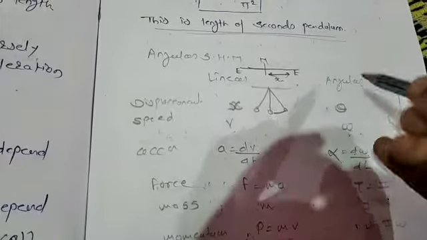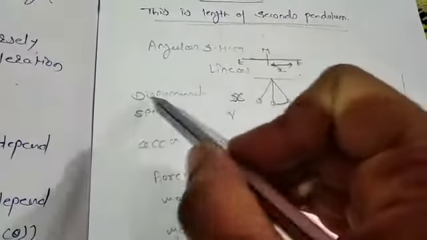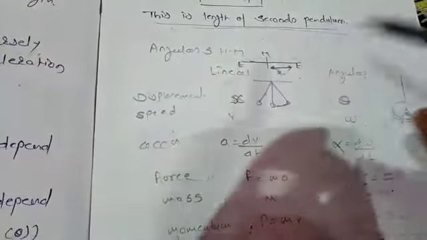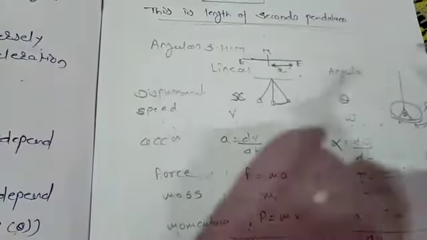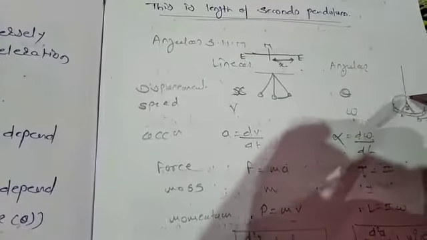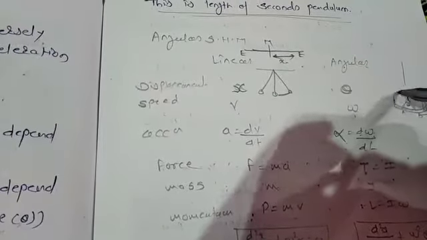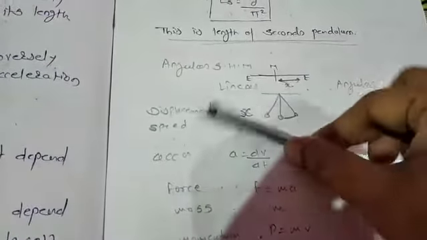Today we'll see the angular SHM and the differential equation for the angular SHM. Before that, we'll recall some terms about the angular and the linear motion. In the angular motion, the motion is like this. Here we'll consider this object. It is in the form of a spherical disc, and that is rotating to and fro, to and fro, like this.